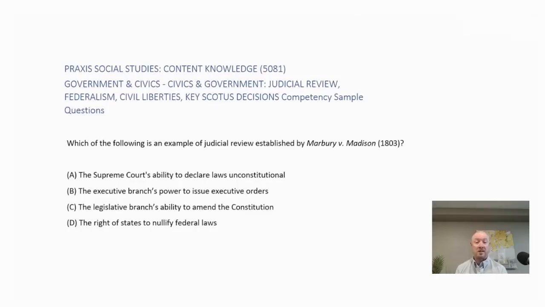Which of the following is an example of judicial review established by Marbury v. Madison, 1803? Is it A, the Supreme Court's ability to declare laws unconstitutional? Is it B, the executive branch's power to issue executive orders? Is it C, the legislative branch's ability to amend the Constitution? Or is it D, the right of states to nullify federal laws?